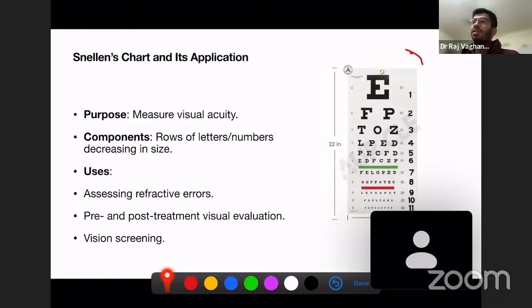It is because in most of the institutes, it requires your medical checkup, right? The medical checkup includes the vision screening.